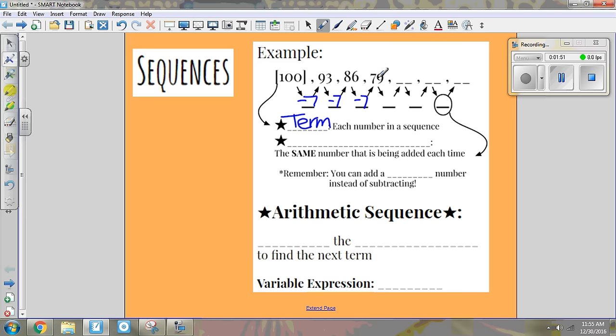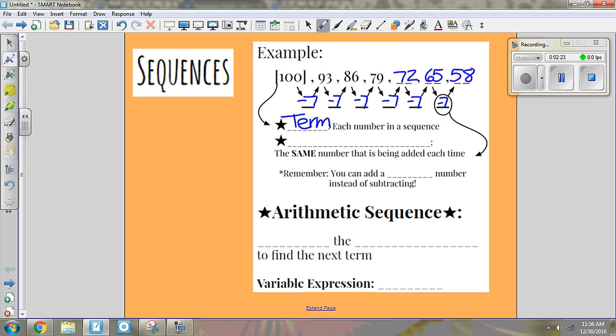So now I'm going to use that rule. I'm going to use this minus 7, or plus a negative 7, either way, for each one of these. So 79 minus 7 gives me 72. Now for my next term, I'm going to subtract another 7 or add a negative 7. I'm going to get 65. And then I'm going to do it one more time to find out that last mystery term. So I'm going to do minus 7 and I get 58.